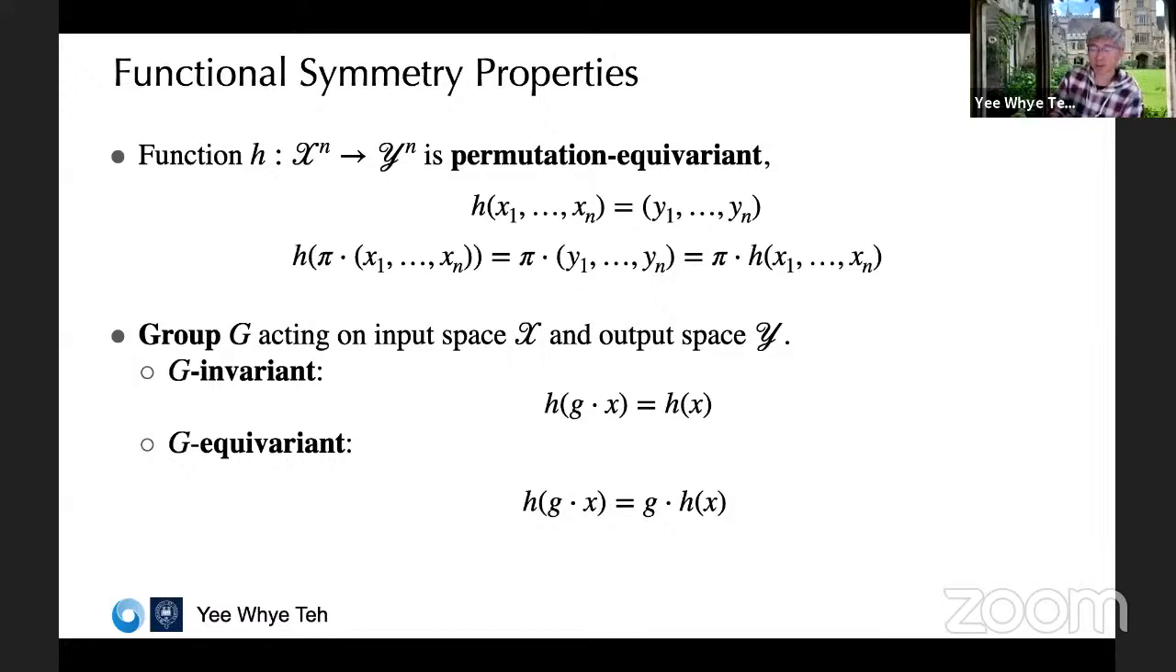Okay. We say that H is G equivariant if we apply H to a translated image X, then that's the same as if we had applied H to X and then translated the output image. So a convolution layer, for example, is translation equivariant. Okay. So these are symmetry properties, invariance and equivariance properties of some deterministic function H.